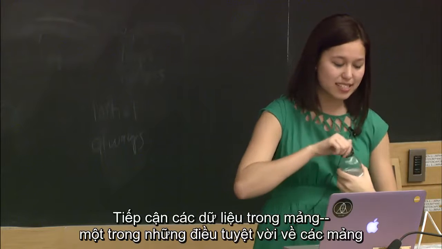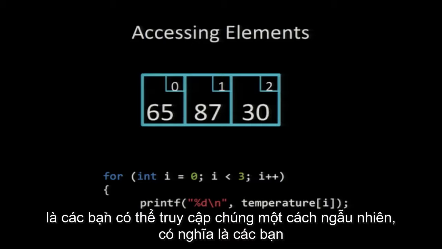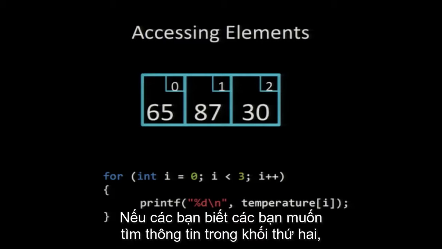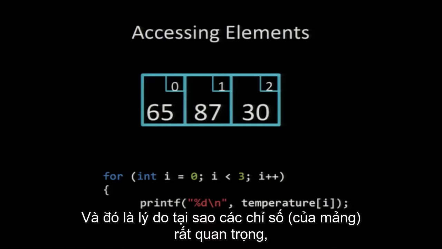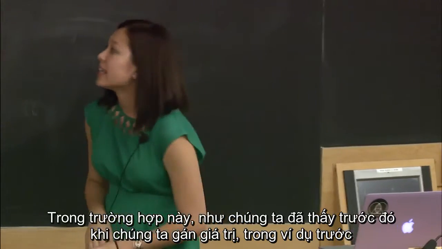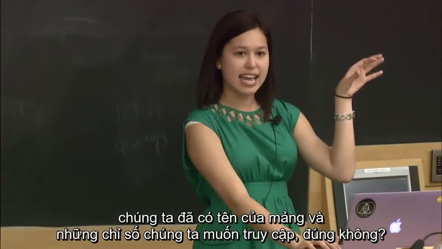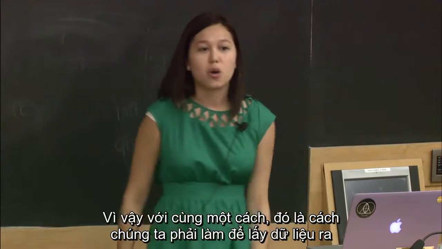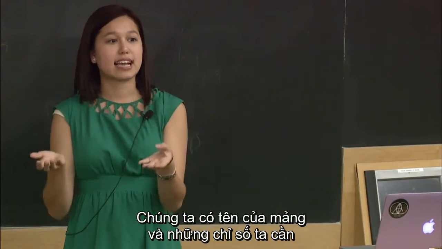So, accessing elements. One of the great things about arrays is that they are random access, meaning that you don't have to look through every block. If you know that you want what's in block 2, you can just say, give me block 2. And that's why these indices are so important, and that's how we actually access them. As we saw before when we were assigning values, we had the name and then the index we wanted to access, right? In the same way, that's all we do to actually pull that data out. We have the name, and we have the index that we want.